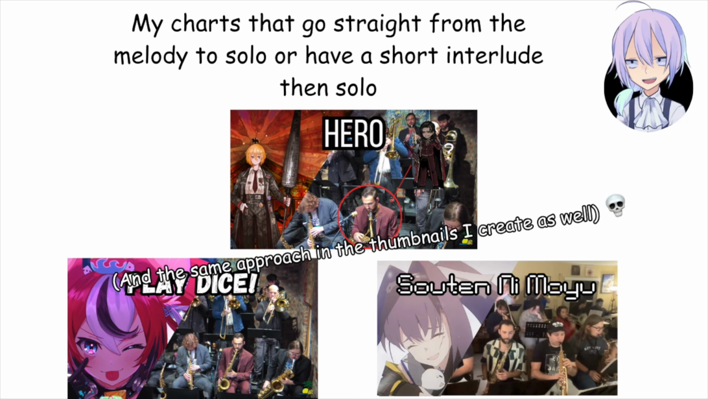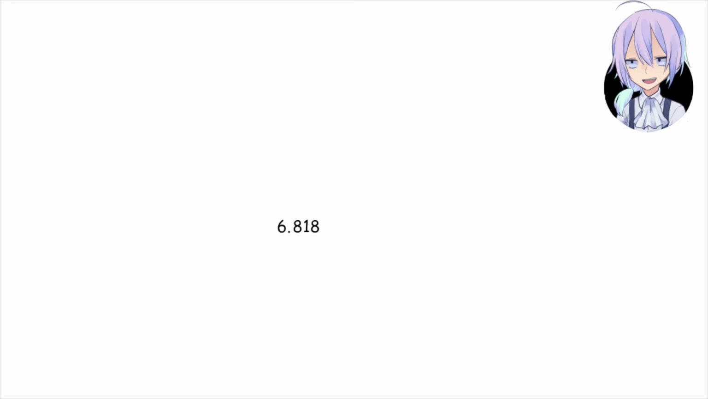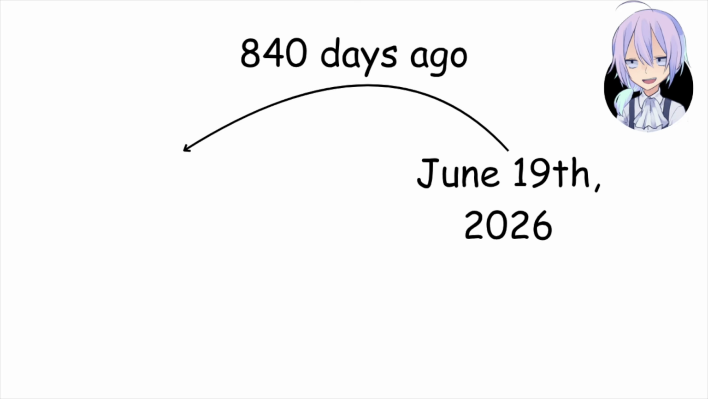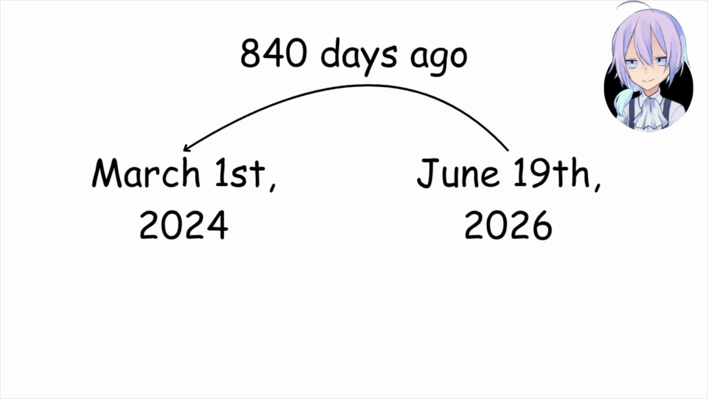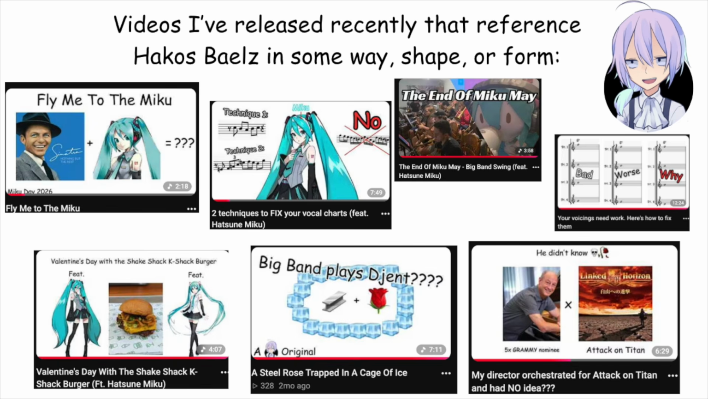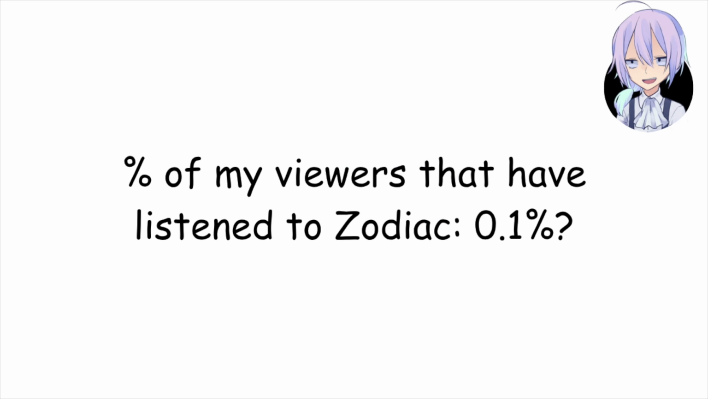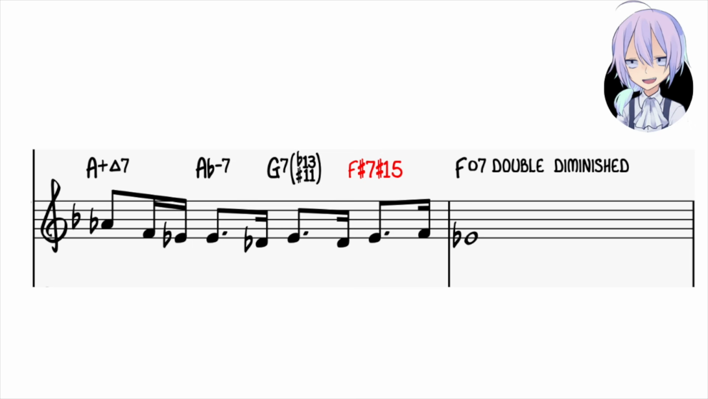For example, let's say I'm writing an arrangement of Hagos Bills' song 818, the 6th song on her debut album Zodiac, inspired by the snake on the Chinese Zodiac calendar, released 840 days ago on March 1st, 2024. Despite how much I show my favorite streamer who I like a normal amount, chances are you haven't heard this song. Now let's say I did an absolutely crazy reharm of it.